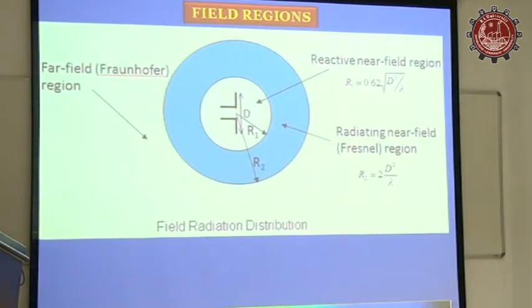When you are operating the antenna, there exist three regions. One is called the reactive near field region. The distance of this depends upon the dimension of the antenna and the wavelength. It is decided based on this equation. Then there is the radiating near field, that means the region between the reactive near field and the far field.